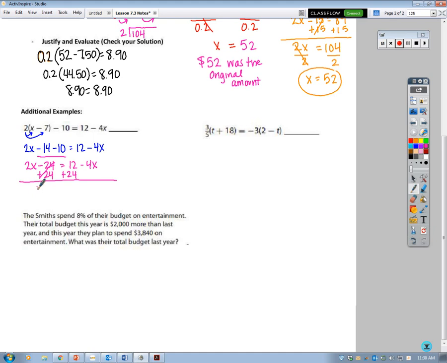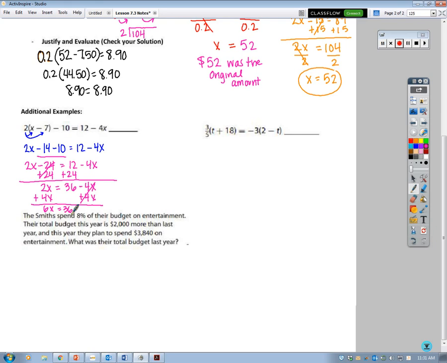So now I've got left 2x equals 12 plus 24, which is 36, minus 4x. Okay. So constants are combined. I need to combine my variables. I'm going to add 4x to both sides. And I'm adding because this is a negative 4x. Minus 4x, we're treating like a negative 4x. So it cancels out on this side. I've got 6x on this side equals 36.